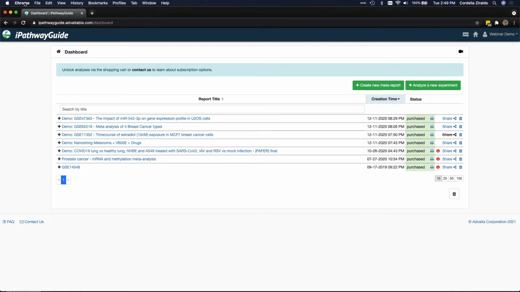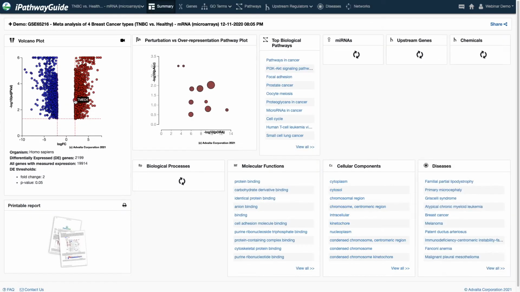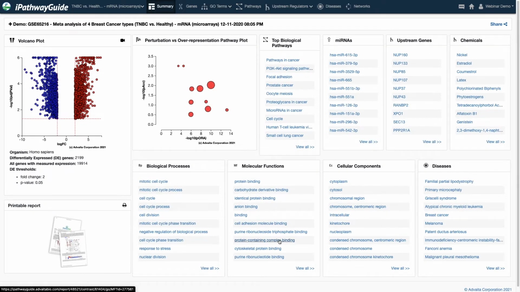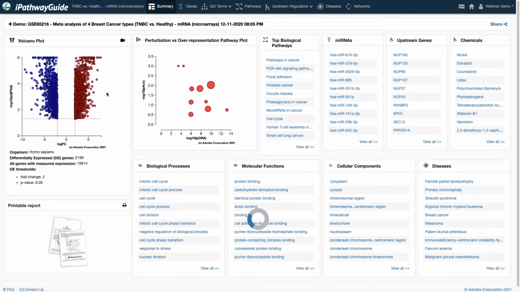You can still see my screen. This is iPathwayGuide. Here is our meta-analysis of 4 breast cancer. Okay. This is the summary page. It's the summary for the first contrast, triple negative versus healthy. So this is a summary of the input data and the results for that first contrast. And there are 4 of them, so you could see the results from any of these. But we're going to go straight to meta-analysis.